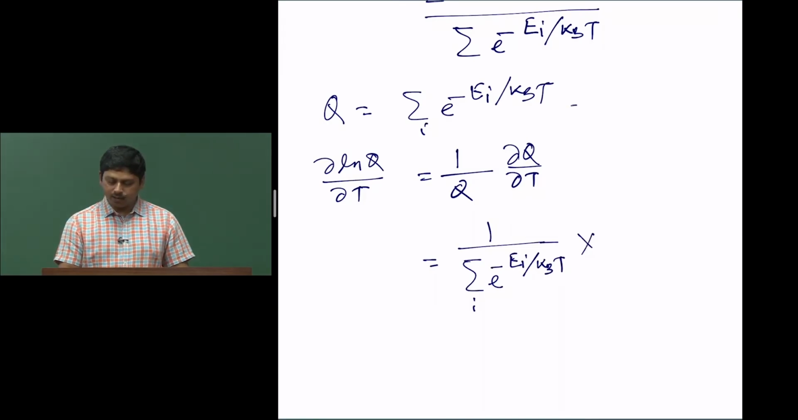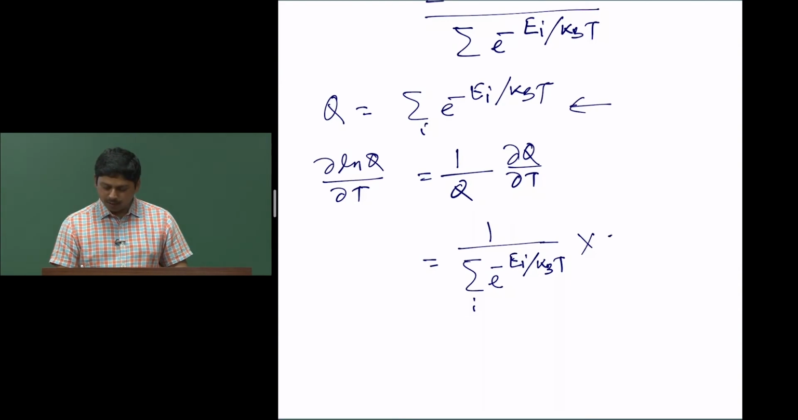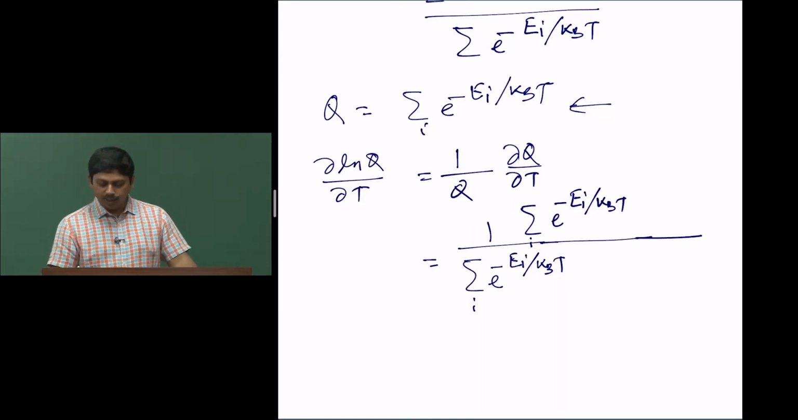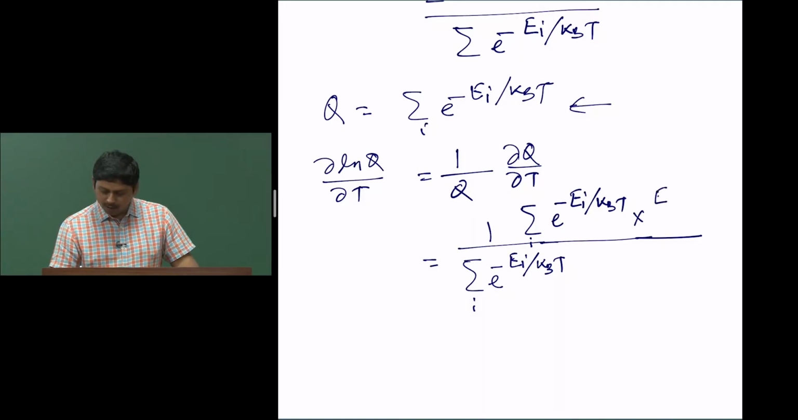Now, let us differentiate this quantity, and if I do that, I am going to get the sum over I of e to the power minus E I by k b t, and then I have to take the differentiation of E I by k b t with respect to t. So, I will get E I by k b, and then 1 by t is there. So, I will get minus 1 by t square.